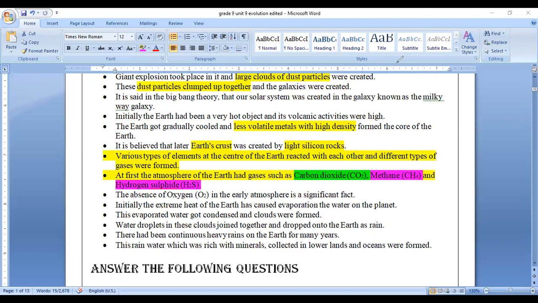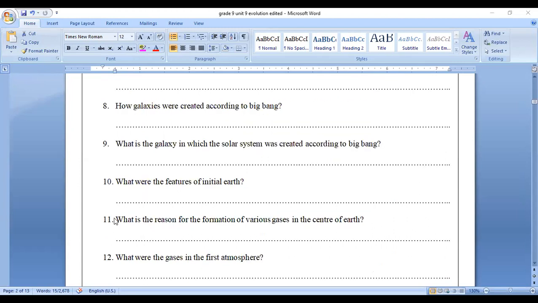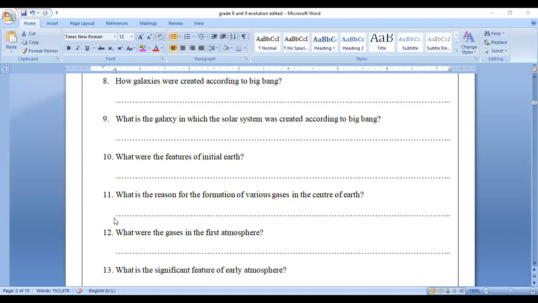Right. Now let's go ahead with the questions. What is the reason for the formation of various gases in the center of Earth? Chemical reactions. What were the gases in the first atmosphere? Three gases have been given to you. Carbon dioxide, methane, and hydrogen sulfide.